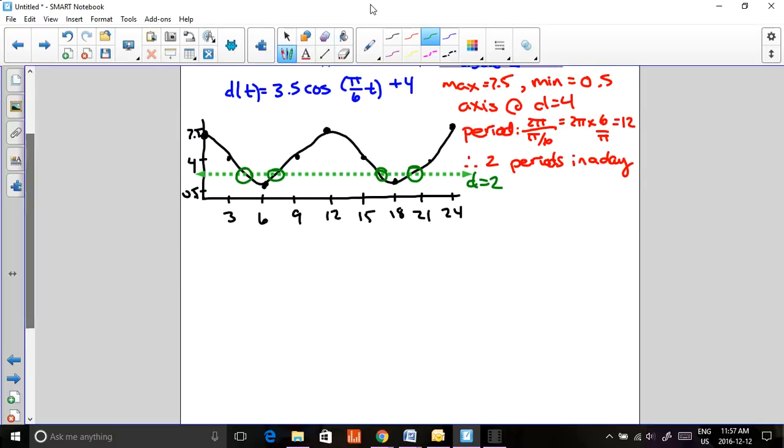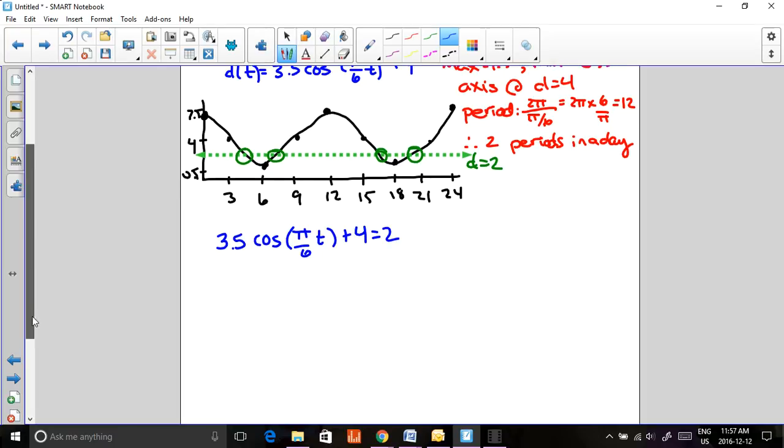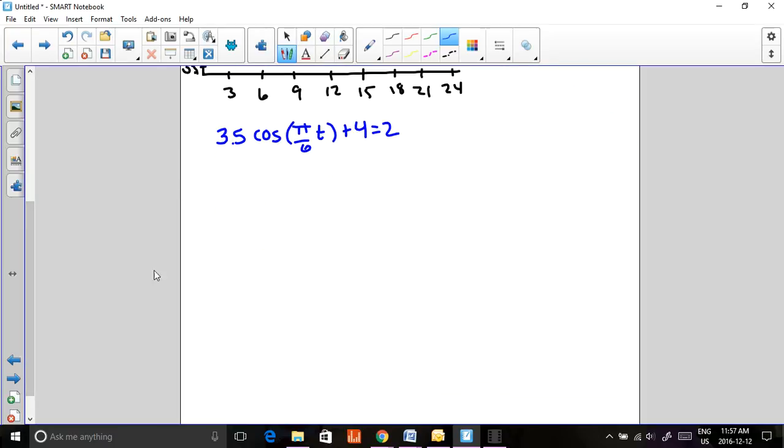I would encourage you at this point, guys, to pause the video and try to solve this on your own. We've done lots of these. It's a skill that I'm hoping you have at this point. You set it equal to 2 and solve. Okay, so I'm going to go through this rather quickly, since this part should be straightforward at this point.